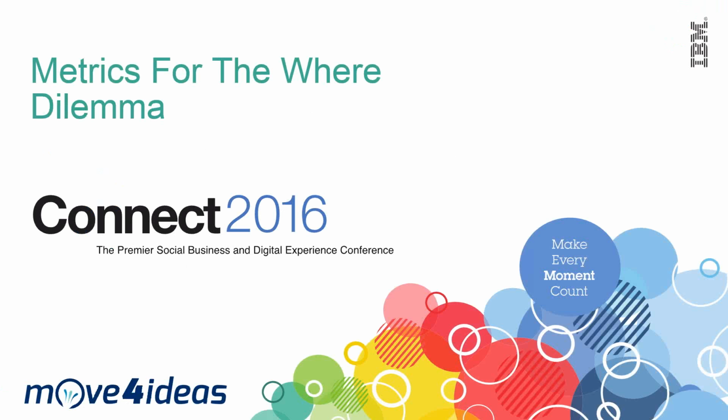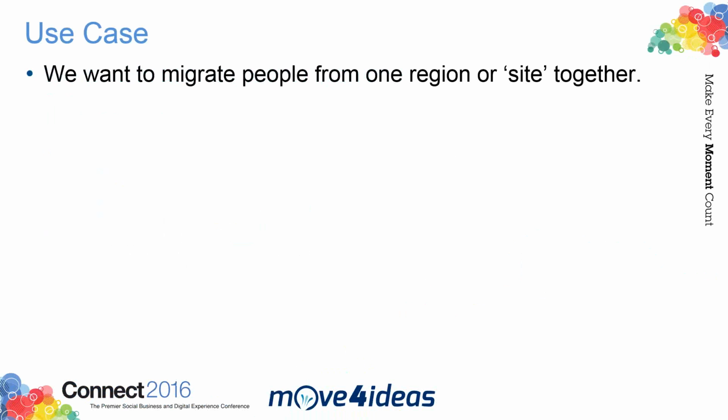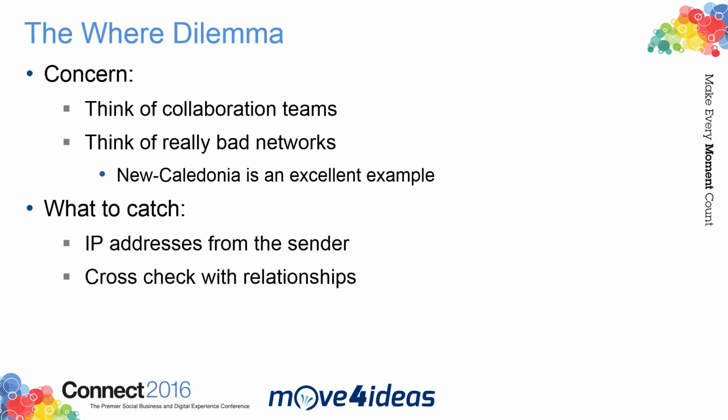It's the metrics for the where dilemma. For the where dilemma, we just want to migrate people from one region or site together. So if you go directly to the cloud for IBM Verse, just think about collaboration teams and bad networks. Do not forget, if you do have bad networks, you will probably try to move them quickly.